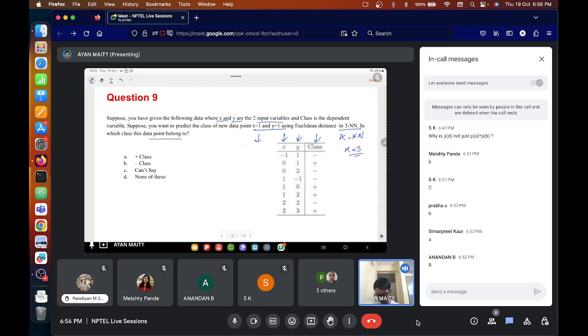So for this data point x equals 1, y equals 1, this is the new data point (1, 1), and each of these are different data points. And you have to use 3NN to find out the class of the new data point (1, 1).